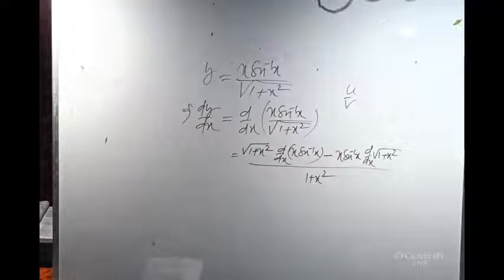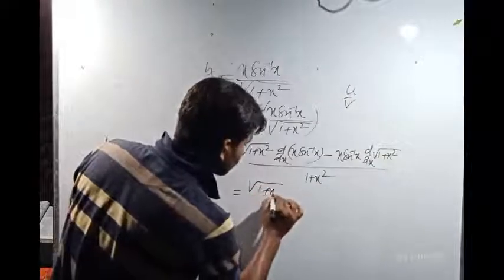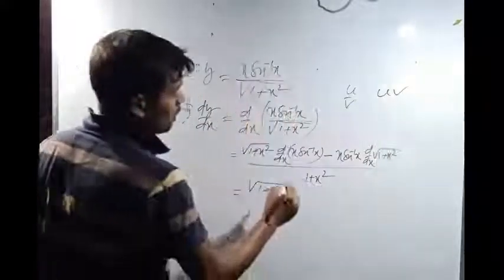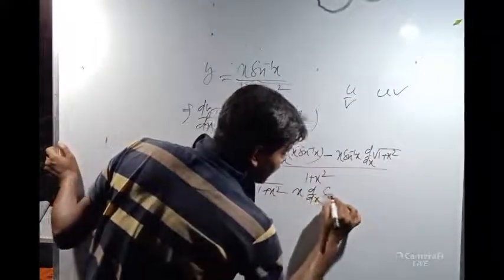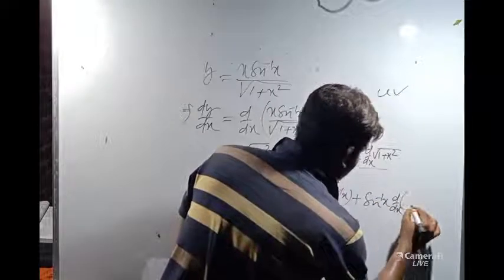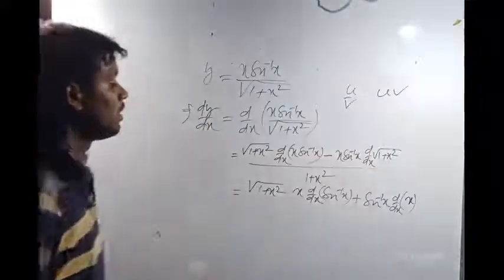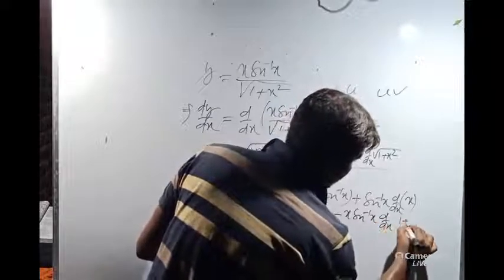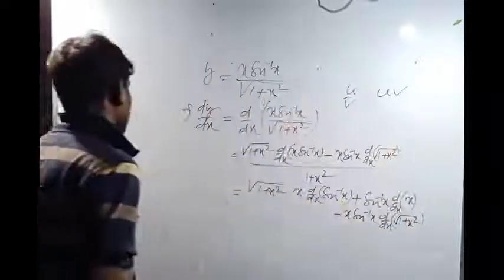Now, any doubt, comment. Now root over of 1 + x² and the derivative of x sin inverse x. This is in the form of uv. Okay, now first times derivative of second plus second times derivative of first. Okay, then minus x sin inverse x and the derivative of root over of 1 + x².